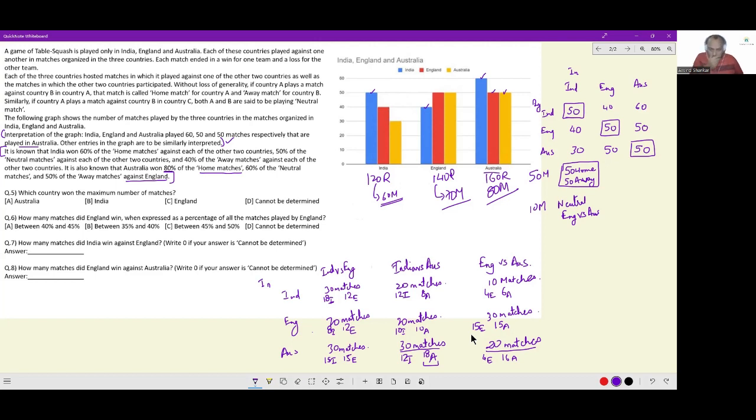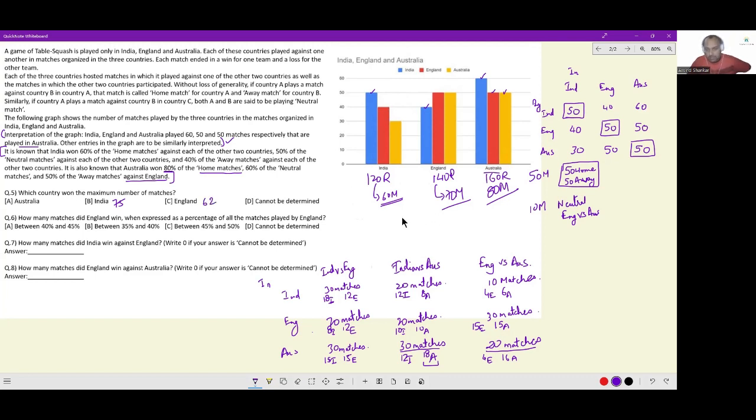Okay. So let us see which country won the maximum number of matches. For India, we have 18, 8, and 15. So 26 plus 15, 41 here. 41 plus 34, India has won 75 matches. England has won how many matches? 12, 12, and 15. So 39. 39 plus 8 is 47. 47 plus 15 is 62. Okay, so 62.